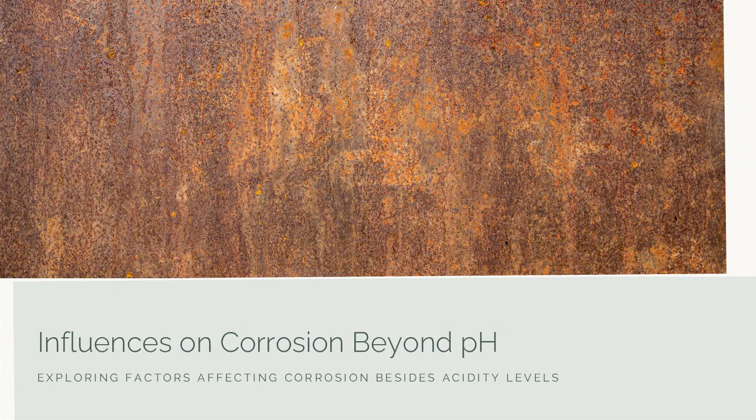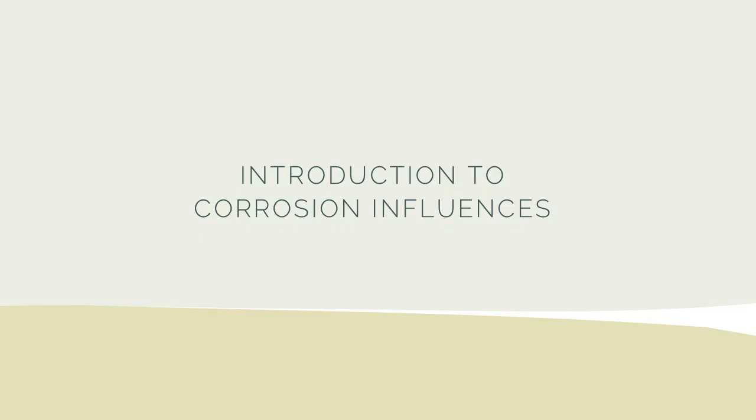Welcome everyone. Today, we'll explore the various factors that influence corrosion beyond just pH levels. While acidity is a major player, there are many other environmental and material-related aspects that significantly impact corrosion behavior. Corrosion is more than just rust, it's a critical issue affecting safety, reliability, and cost across industries. Understanding what drives corrosion helps us design better prevention strategies.